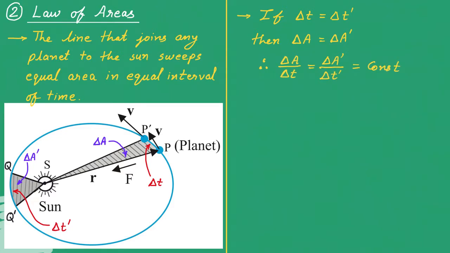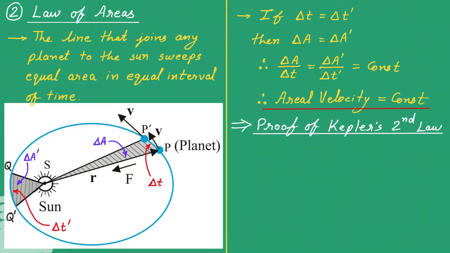Now students, this delta A upon delta T, or say delta A dash upon delta T dash, is a very important physical quantity. This is known as aerial velocity. Yes, it is known as aerial velocity, and we can see that this aerial velocity is remaining constant. So here from Kepler's second law we are getting that the planet's aerial velocity always remains constant. This was just explanation of Kepler's second law, but we can also prove Kepler's second law by the use of conservation of angular momentum. So let us do that.